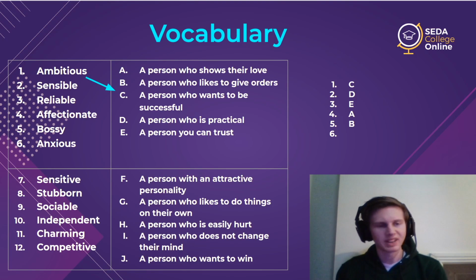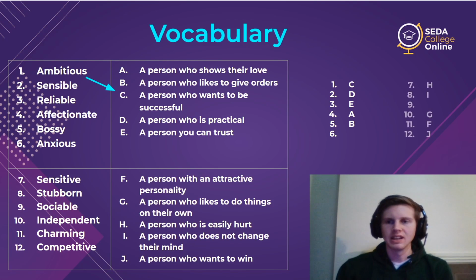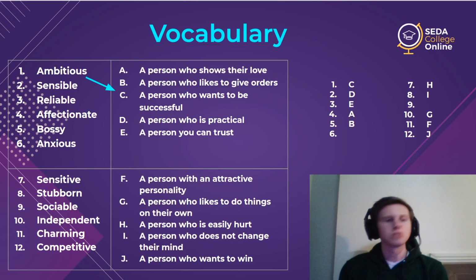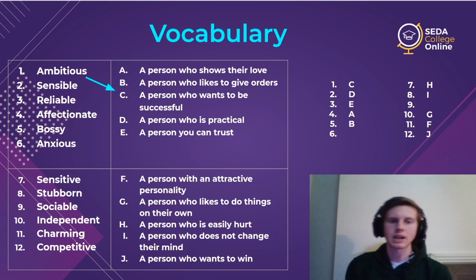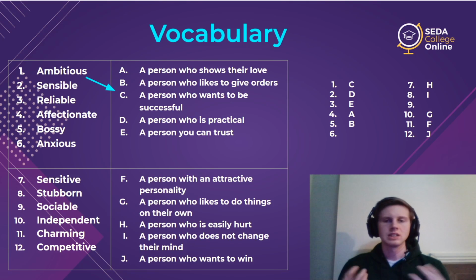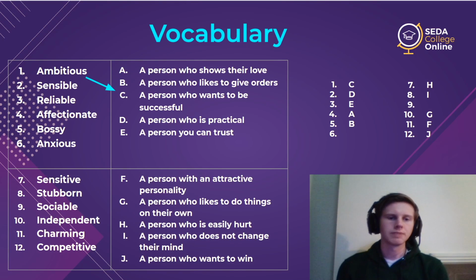All right, so I hope you got some of them matched. It's okay if you don't have them all. So let's look at the answers. So number 7, sensitive, is H, a person who's easily hurt. So there's our false friends there, sensitive, sensible. Sensible is practical. Sensitive is easy to hurt emotionally.